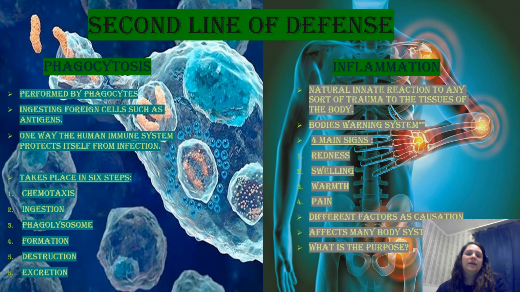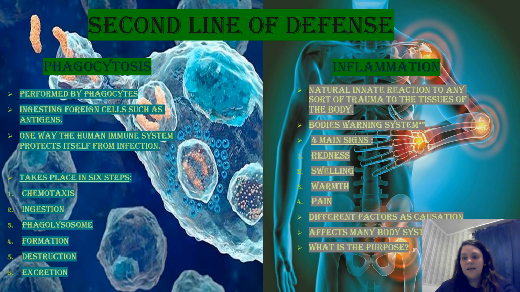On the next one, we're going to continue discussing the second line of defenses. The next two, which are the last two of the four, are going to be phagocytosis and inflammation. Phagocytosis is one of the most important parts of this chapter, I feel like, so I really like to touch on that one. Here in my background over here, you can kind of see what a phagocyte would look like, and it's actually engulfing these bacteria.